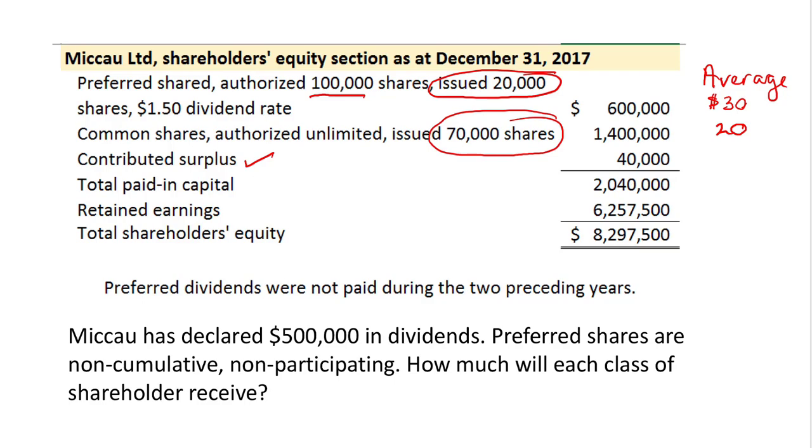Here we're looking though at the dividend situation, and we start off with some additional information that the preferred dividends were not paid during the preceding 2 years. And you need to look for that sometimes, to be careful. The corporation has declared $500,000 in dividends, and we know that the preferred shares are non-cumulative, non-participating.